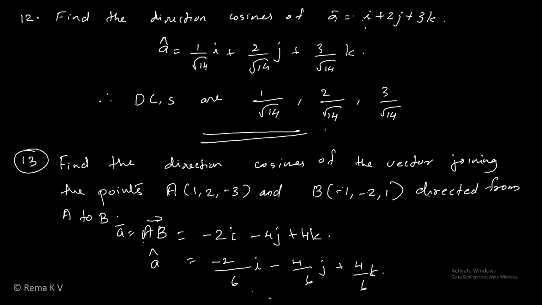A cap means this is a vector having magnitude 1. Therefore, the direction cosines are minus 2 by 6, which is equal to minus 1 by 3, minus 2 by 3, and 2 by 3. These are the direction cosines.